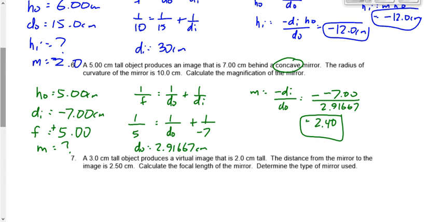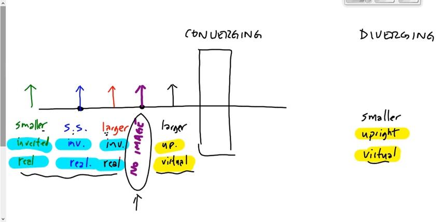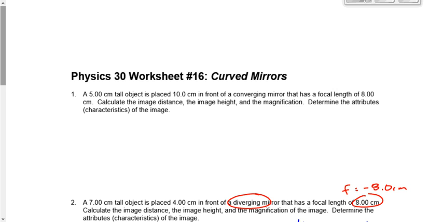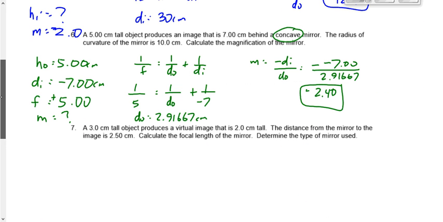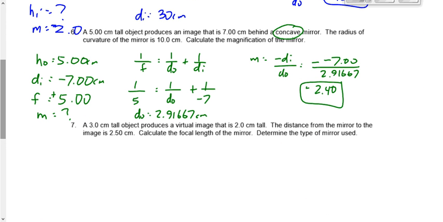You go back to those patterns and those ray diagrams. If we have a converging mirror and we get a virtual image, which is what we have here, right? A converging mirror, virtual image, the image has to be larger and upright. If you look at this, you see that the image is larger and upright because it's positive 2.40. So it's nice, even when you do the math here, to go back to your ray diagrams or your patterns and see if they agree with each other. They do in this case, so the odds are we've done this question correctly.